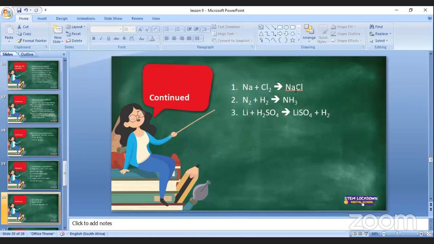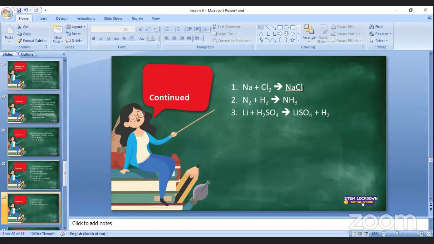Okay, let us work with number 1 first. We've got sodium reacting with chlorine. Remember, I told you chlorine is always represented as Cl2 because it is a diatomic molecule. Very good, Hloni. So now our product is sodium chloride, the salt that you use for your fries or for cooking at home. That's the type of salt we get when sodium reacts with chlorine. But now, my question, Hloni, is this equation balanced? No, it is not.